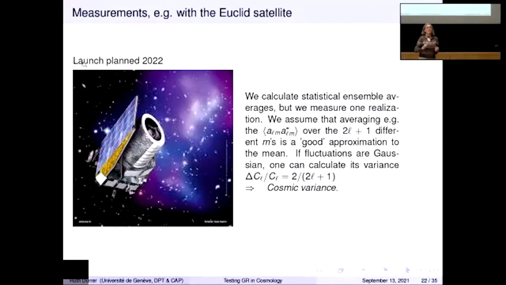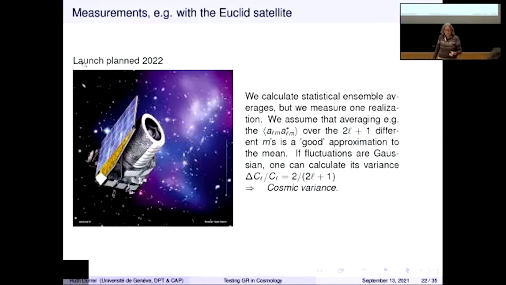Of course, if we measure something, we always have error bars. First of all, the C_Ls which we have calculated are statistical ensemble averages. But what we measure, we have one universe at our disposition. So how can we measure an ensemble average? We cannot. So what we do is we assume some kind of ergodic hypothesis, namely that if we measure many a_lm squares, that gives us kind of a statistical mean.